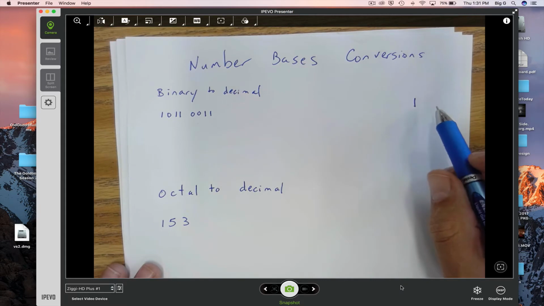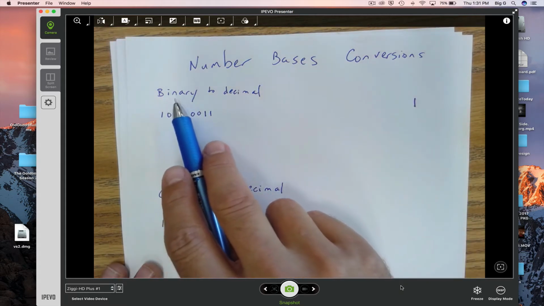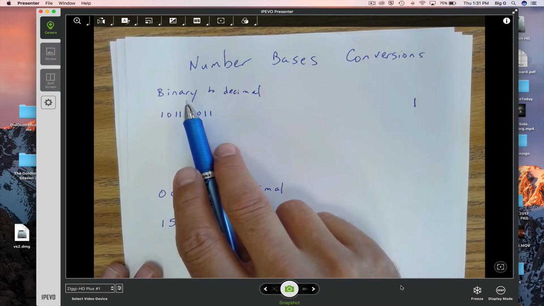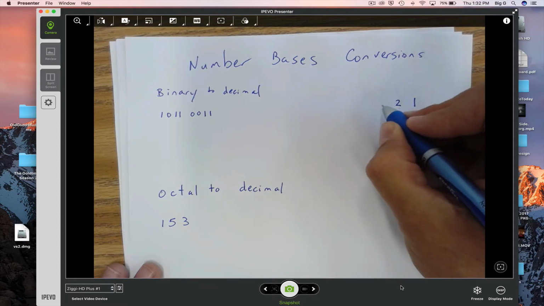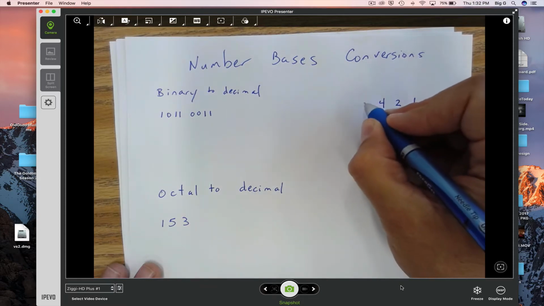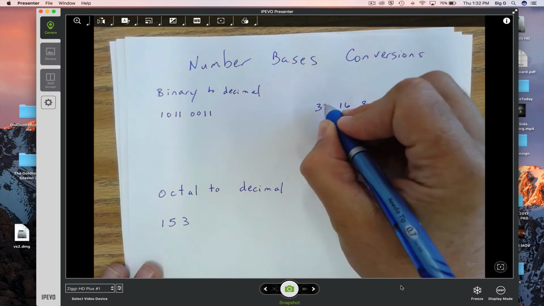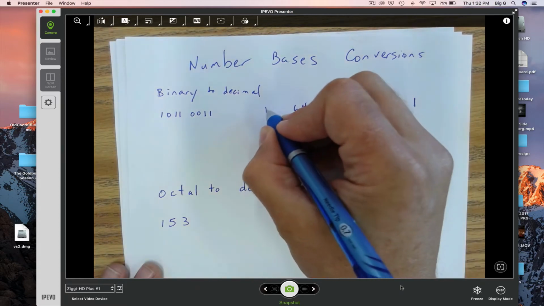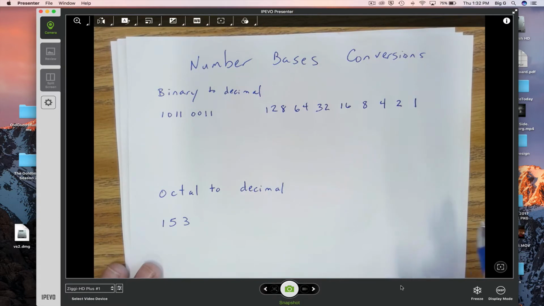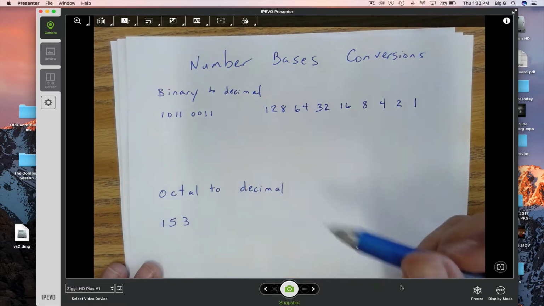1. And depending on the system, in this case I'm doing binary, binary is based on the number 2. So in this case, I'm just going to multiply by 2 as I go to the left. So I'm going to go 2, 4, 8, 16, 32, 64, and 128.